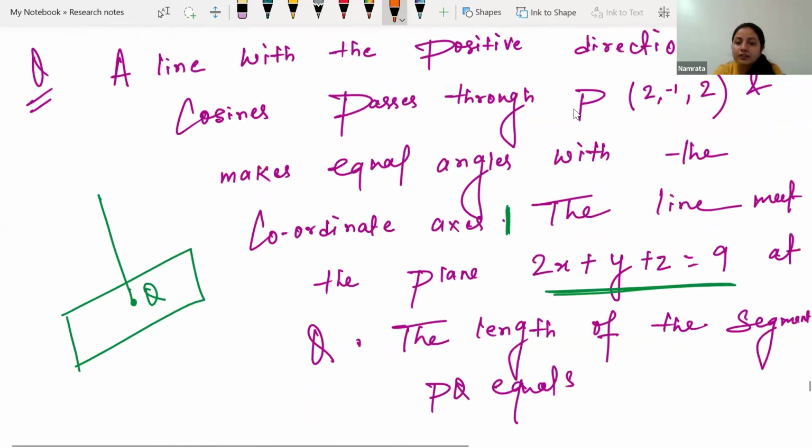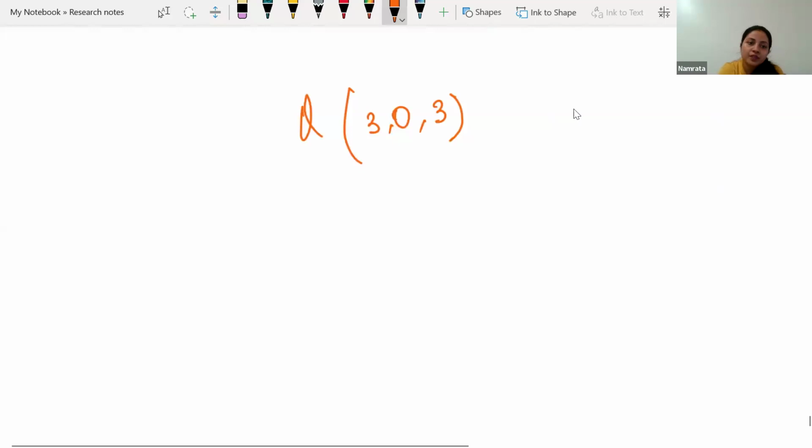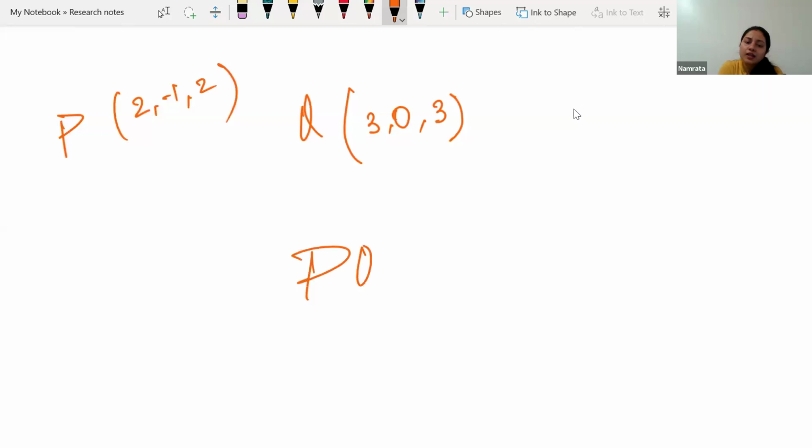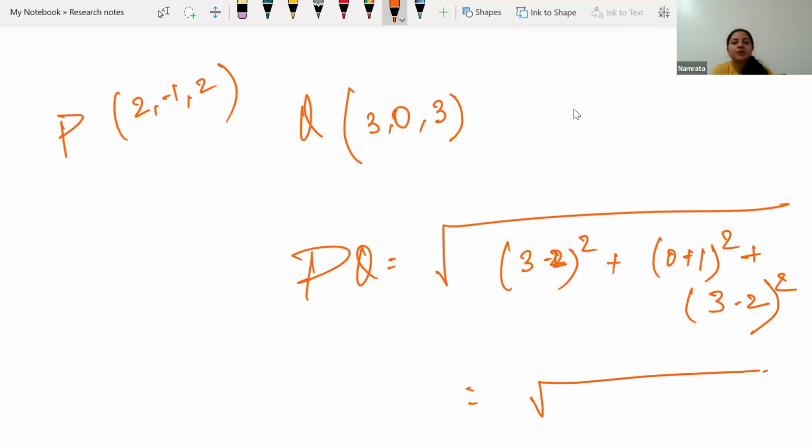Now we have to find the length of the line segment PQ. P we already know is 2, negative 1, 2. Let's find the distance, the length PQ, using the square root of (x2 minus x1) squared plus (y2 minus y1) squared plus (z2 minus z1) squared. So what are we getting from here? Do it and let me know. What are you getting as PQ? Please do the calculation.